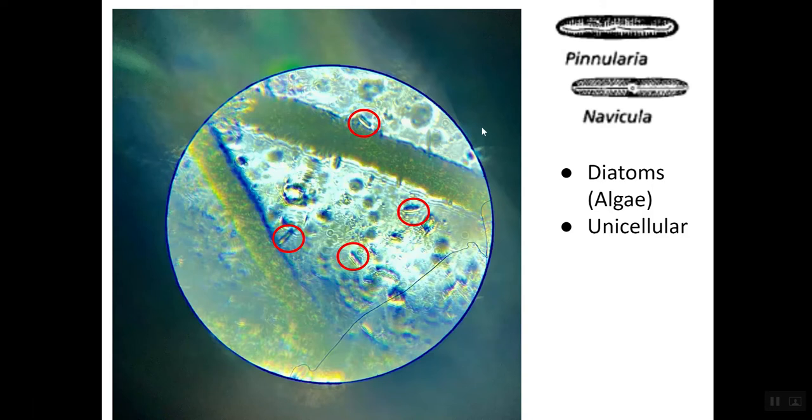Other single-celled organisms I found in our pond water are these things called diatoms. Diatoms are a type of algae, and there are these two different kinds that I found in there. There are these little stick-looking things that don't have cilia like the other things do, so they don't move. But they are their own unicellular organisms all the same.